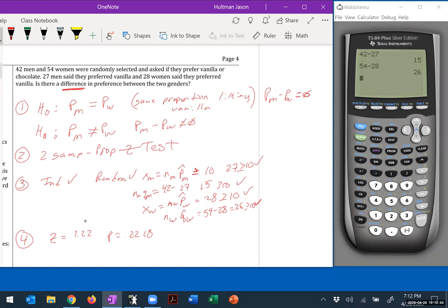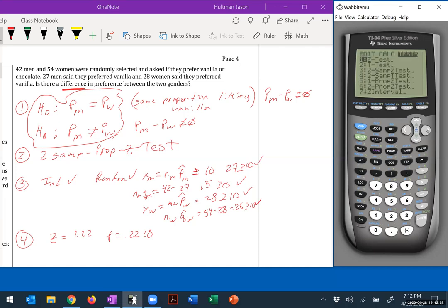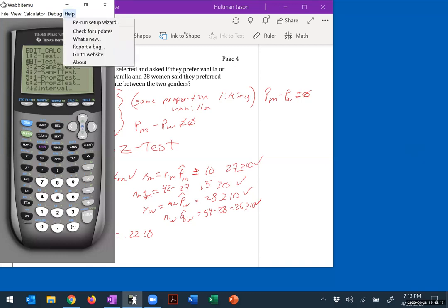Now let me show you how you do this on the calculator, because the calculator uses the first ones here. So I'm going to go to Stat, Tests, and I want 2-PropZTest, which is number 6, I believe.